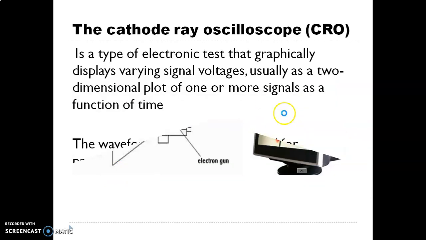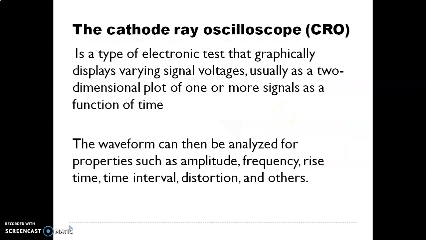Here you can see the image. Now let's look at another part, which is called the cathode ray oscilloscope, a type of electronic test instrument that graphically displays a varying signal voltage, usually as a two-dimensional plot of one or more signals as a function of time.